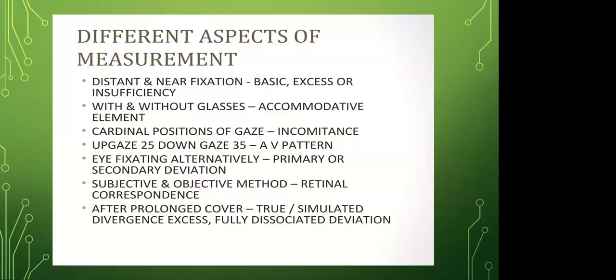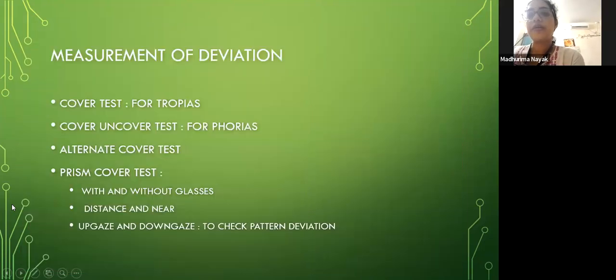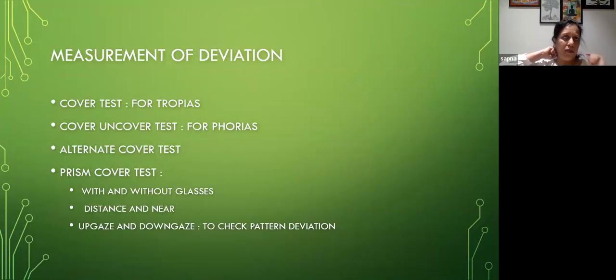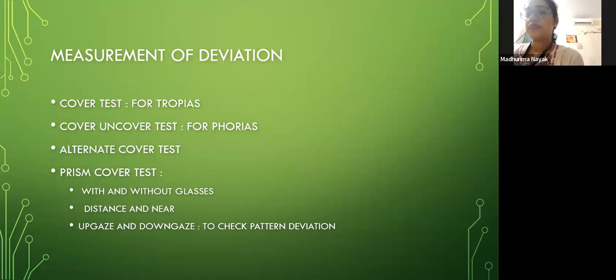Ma'am, when we are doing the prism cover test, which one do you recommend, a prism bar or loose prisms? Always loose prisms. Why is that, ma'am? What I feel is, in the prism bar, first of all, you have to be sure whether it is made of glass or acrylic. And the other thing is that the width of the prism bar is very small. Each prism is very small.